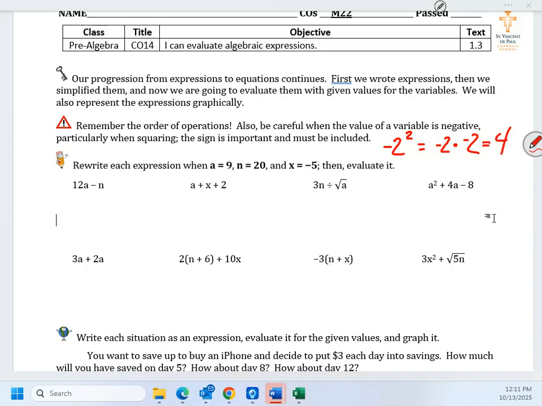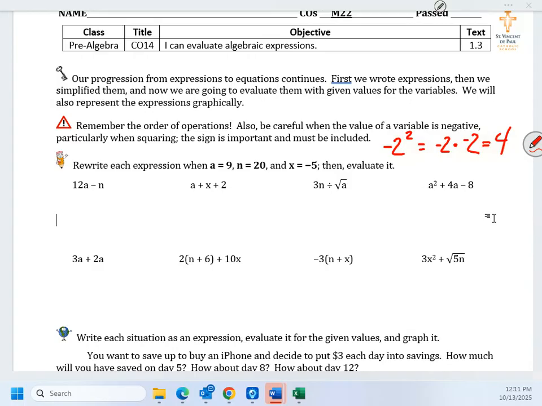So really think through when you're squaring, when you're cubing with those negative numbers, what it means that you're doing. Is your answer going to be positive or is it going to be negative? So really have to pay attention to that.